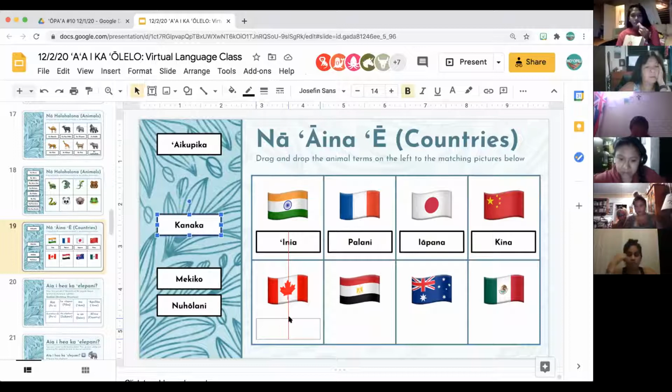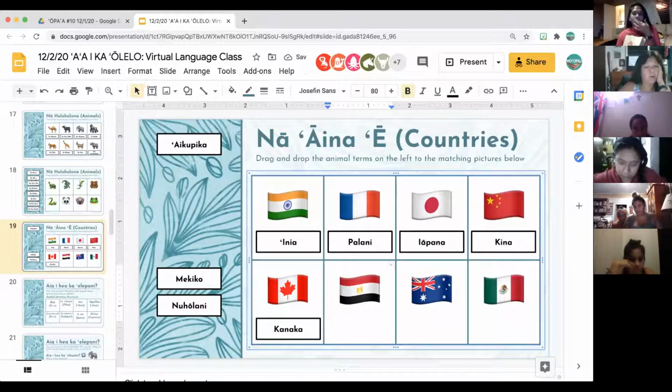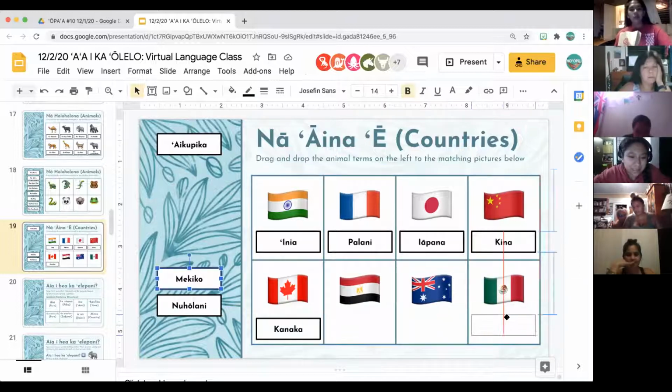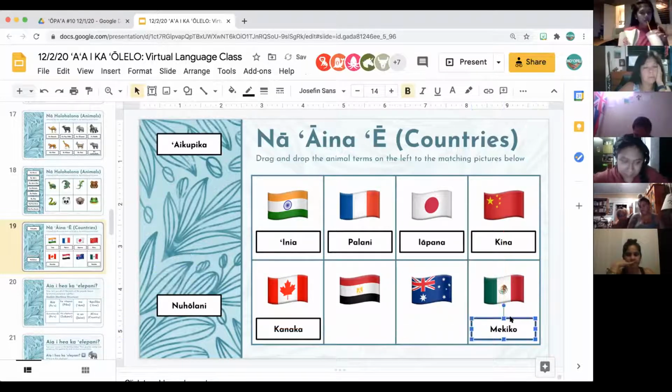Okay. Then we have this next one. Yeah, I know. There's still not a Hawaii emoji yet. What's up with that? Okay, let's have Pamela. Pamela, you want to do this last one? Mexico. Mexico. Yeah. Good. So then, because you have two choices, which one do you want?